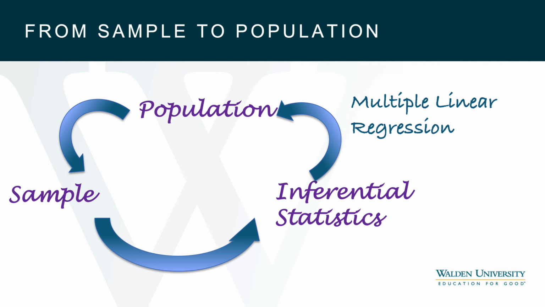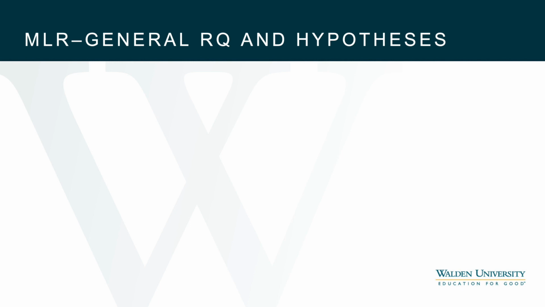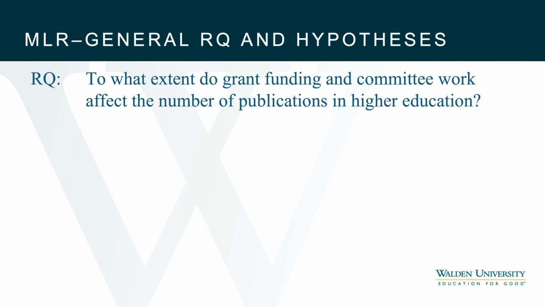A research question for a multiple linear regression model follows the approach that we started on the earlier video, the bivariate linear regression, where our research question incorporated words like effect, impact, influence, and so on. In this example on the screen, I'm evaluating whether two independent variables, grant funding and committee work, influence the number of publications in higher education.